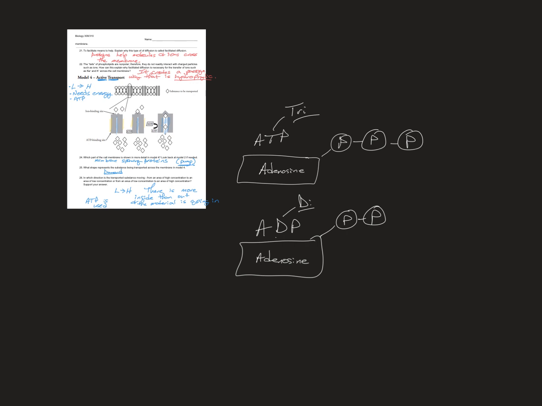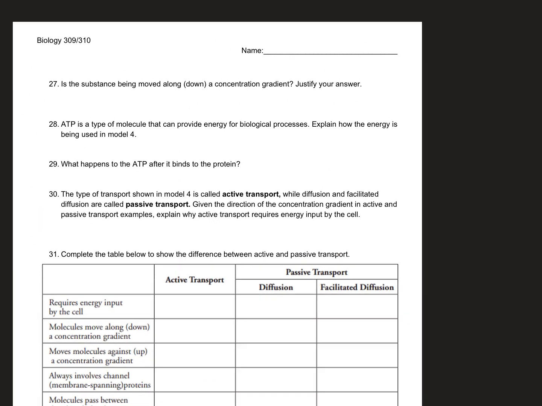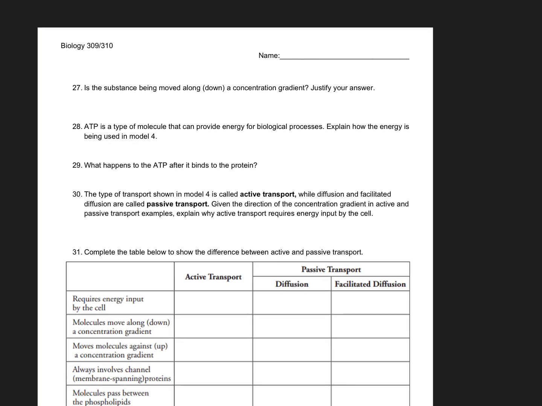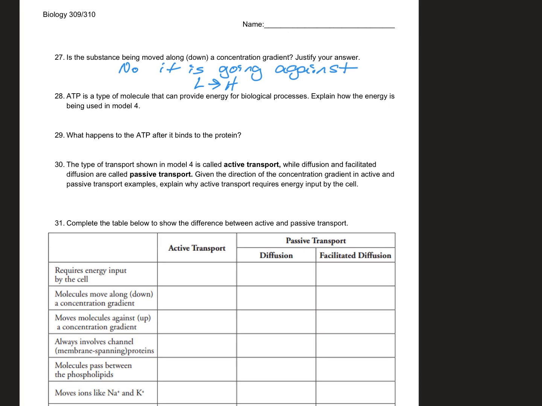Again, what page number are we on? 6. Next, is the substance being moved down the concentration gradient? No, it's not. No, it's going against. I don't know why anyone would have trouble with this. Is it going high to low, or is it going low to high? If it's going high to low, that is going with the concentration gradient. This is going low to high, so it's going against the concentration gradient. High to low would be going with the concentration gradient.